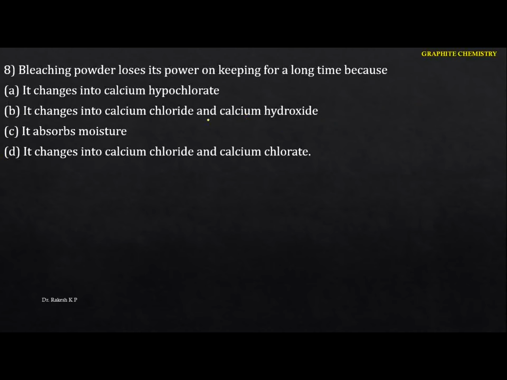So next one, the bleaching powder loses its power on keeping for a long time because, okay, this bleaching powder is nothing but the calcium hypochlorite. Let me take only the hypochlorite ions here. If you keep it for a long time, it undergoes the disproportionation reaction to form the chloride ion, and also we are going to get the chlorate.